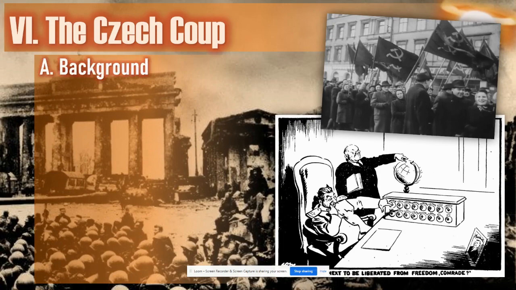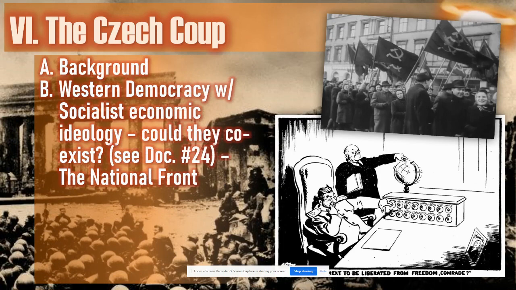However, again, there is this group called the National Front. So a coalition of basically anti-communist governments. So it's not one political party, but multiple political parties, all with different agendas. And what they're trying to do is keep that Western style of democracy, all the while trying to implement socialist style economic policies. But the question is, can they actually coexist?